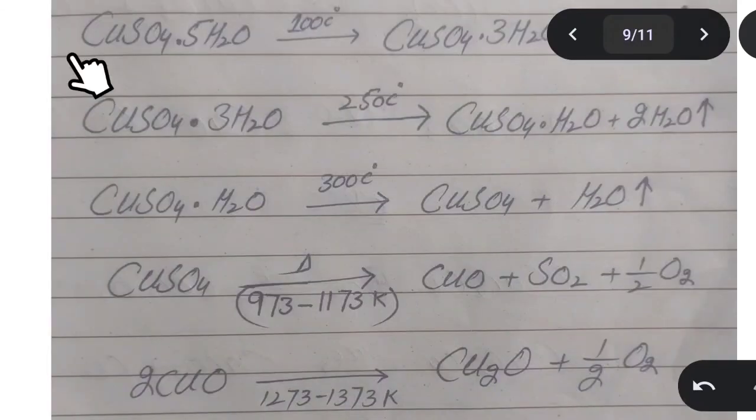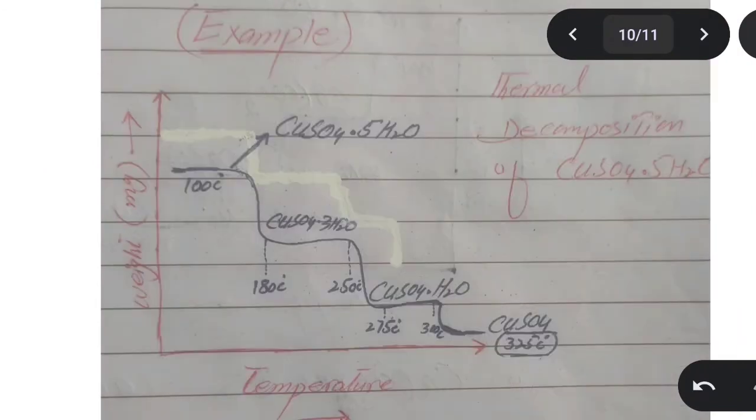Here you may note that when copper sulfate pentahydrate is heated at 100 degrees centigrade, it will be converted to copper sulfate trihydrate, and 2 water molecules will be released. Similarly, as the temperature increases, the mass decreases, and finally it will be changed into cuprous oxide, and the mass will decrease further. The thermograph for this reaction is represented here.